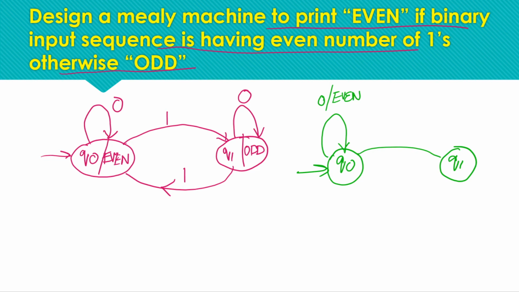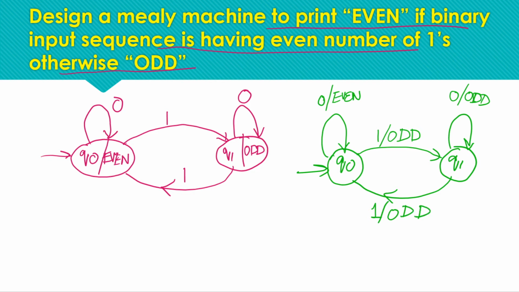Next, for this one we are having the output as odd, because this one is heading towards Q1 and Q1 is giving you the output of odd. So for all incoming transitions to Q1 we will be having output as odd, and all incoming transitions to Q0 will give you the output of odd. So this is the final Mealy machine, and this is the equivalent Moore machine.